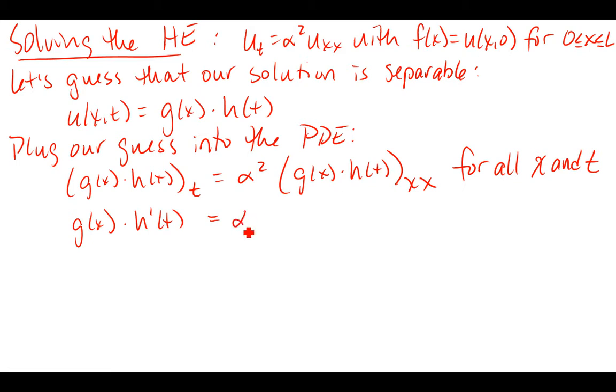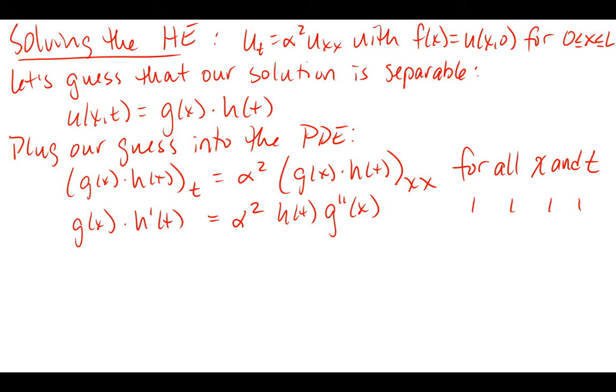Alpha squared, that's a number. And then here, the xx derivative, well, this is a function in terms of x, but this is a constant, because for x derivatives, the t stuff is just a constant. So I'd end up with h of t, and then I would do the x derivative twice. So how about that? And again, I'm just going to remind us that this has to work for all x's and t's.